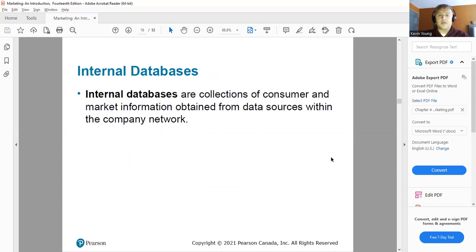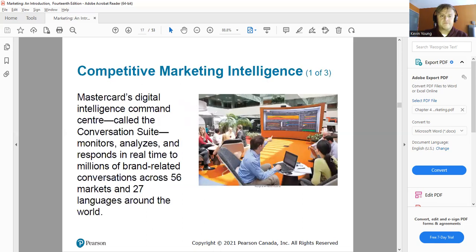What's an internal database? It's a collection of consumer and market information obtained from data sources within the company network. MasterCard, I'm sure you're all familiar. MasterCard's digital intelligence command center, called the Conversation Suite. What does it do? It monitors, analyzes, and responds in real time to millions of brand-related conversations across 56 markets and 27 languages around the world. That is extraordinary, and I've never heard of that before, Conversation Suite. So that's something you may wish to Google. That is very, very cool.